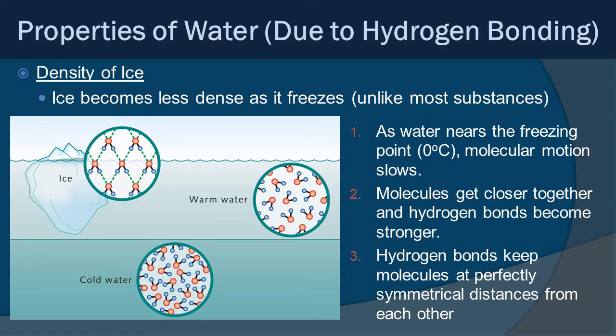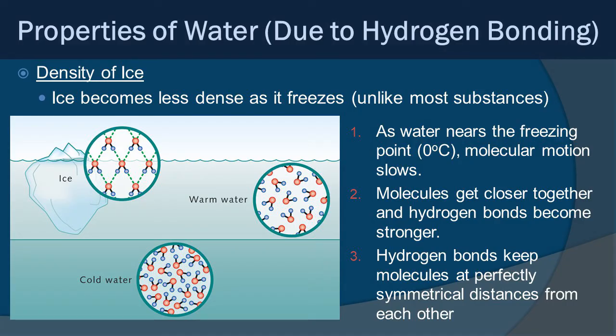Now, this is not what happens with water. Water is very strange because as water becomes a solid, essentially becoming ice, it becomes less dense as it freezes, which is very strange. So let's see how this works.